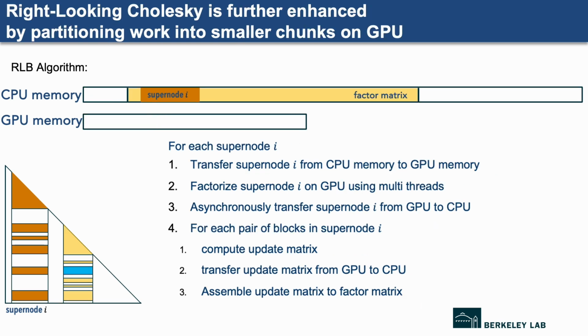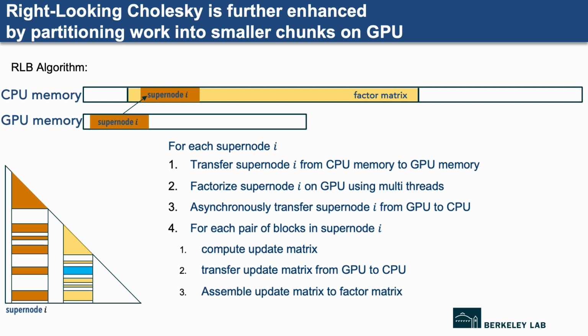Our second algorithm, right-looking block, or in short RLB, is also similar, and it also works span node by span node. So we first, again, transfer span node I from CPU memory to GPU memory, and then factorize it on the GPU using the DPOTRF and DTRSM calls, and then again, asynchronously transfer span node I from GPU memory to CPU memory. And actually, both algorithms are the same up to this point.